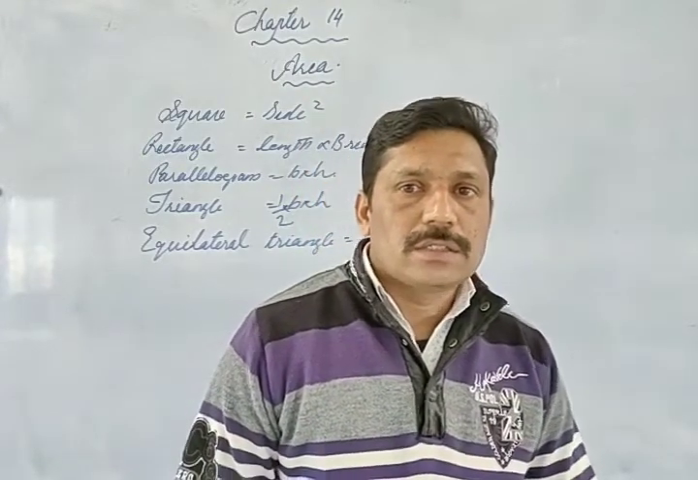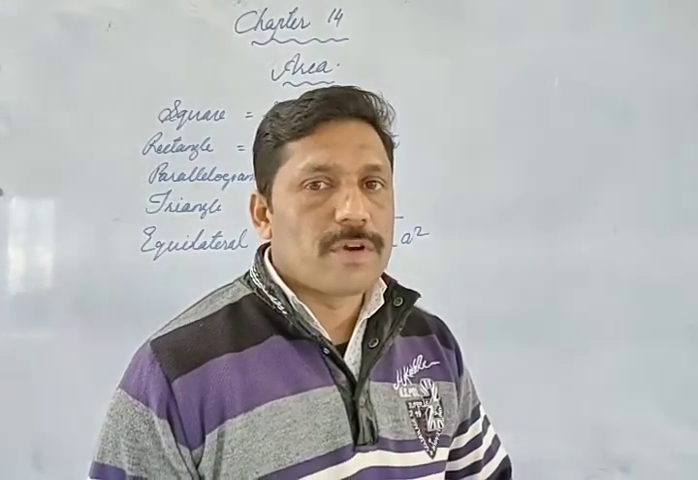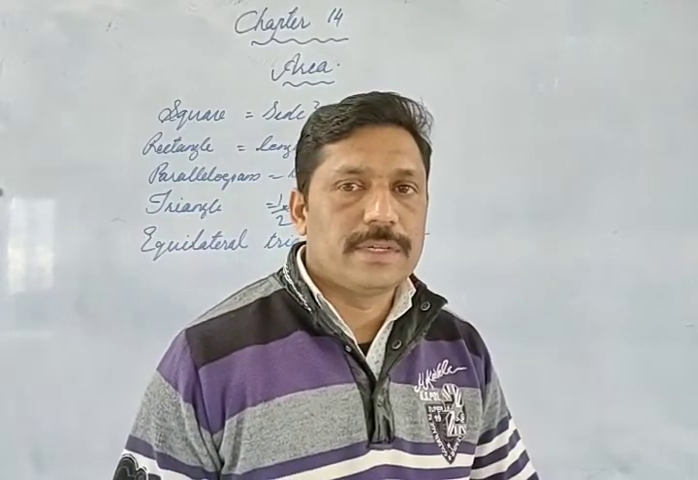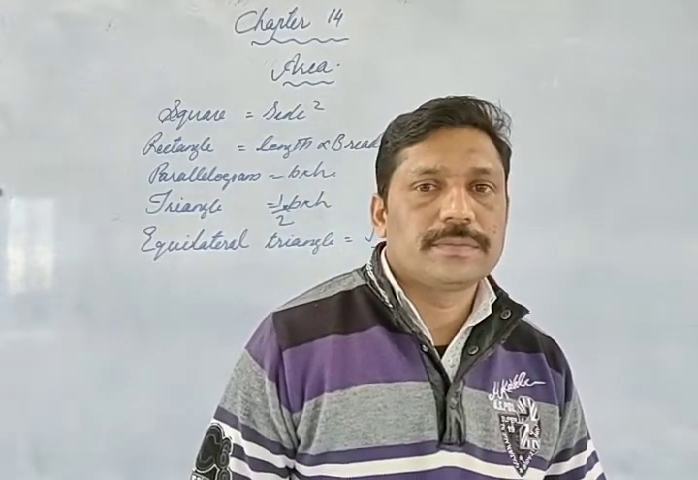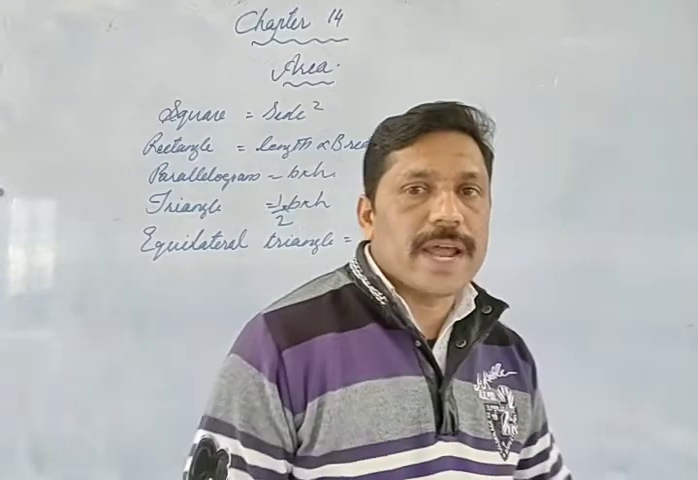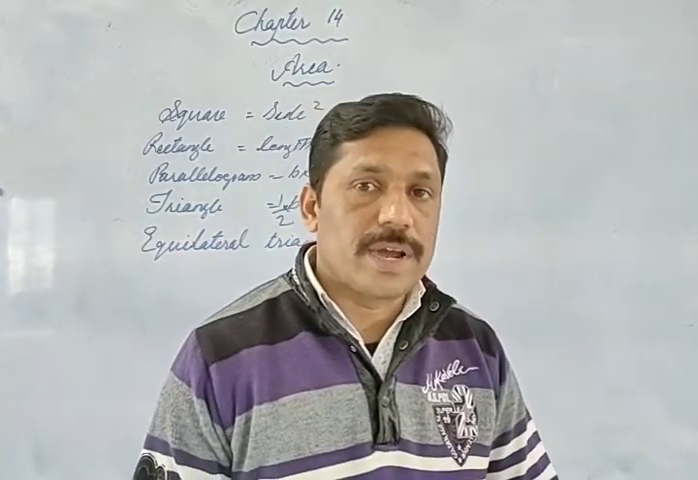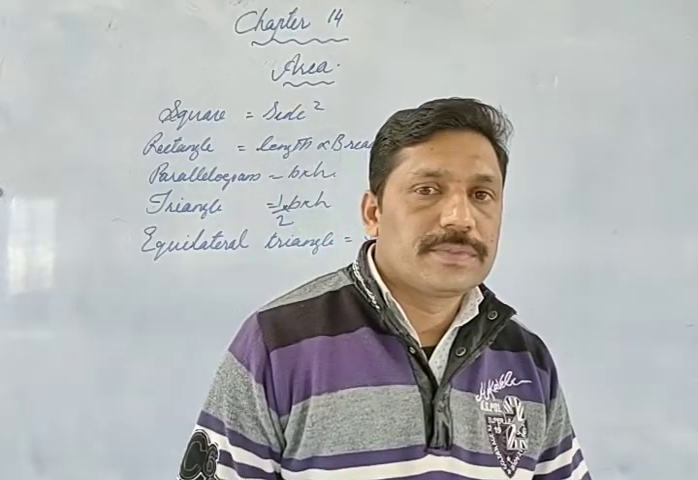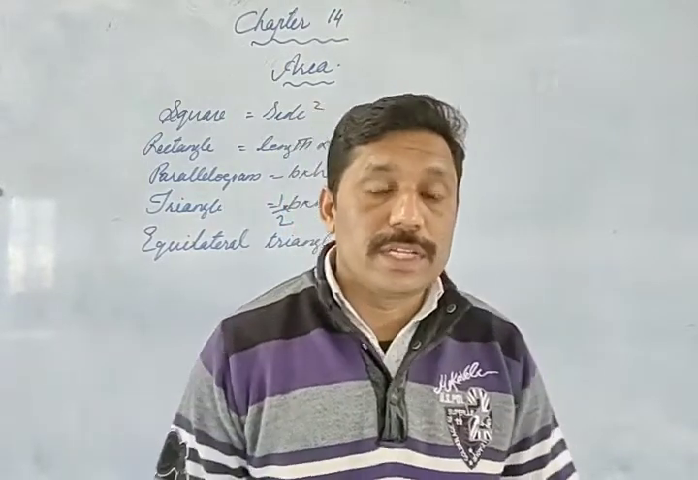In previous class or lower classes, you have studied the formula to find out areas. Area of a square is equal to side into side. Area of rectangle is equal to length into breadth. Area of parallelogram, base into height. Area of triangle, half into base into height. And area of equilateral triangle is root 3 upon 4 a square. So these are the different formulas that you have studied in lower classes to find out the areas.